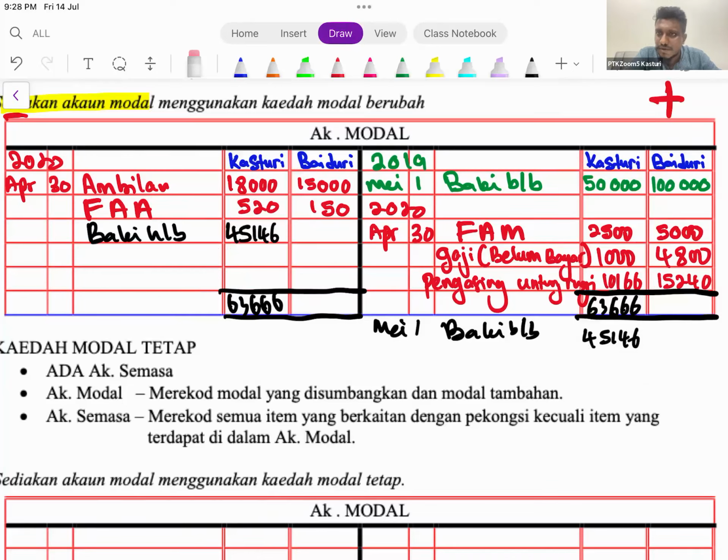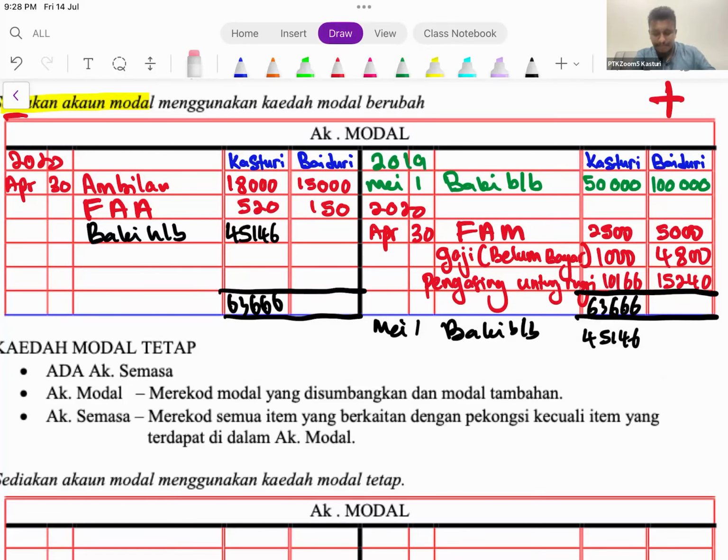Okay, did I answer your question? You understand or not? You understand why gaji and faedah atas ambilan, faedah atas modal is credit side? Very good. Okay, if any question, please ask me. I'll explain.